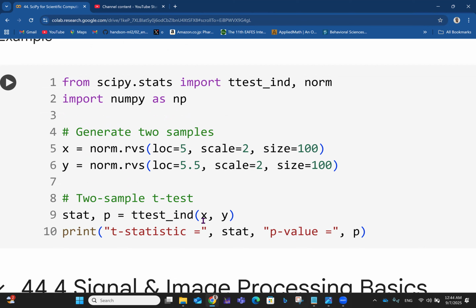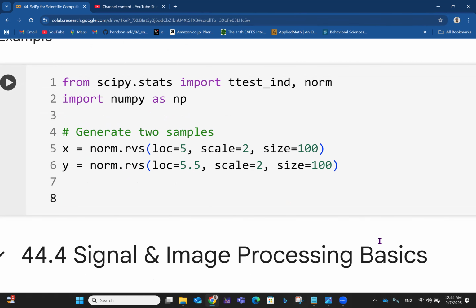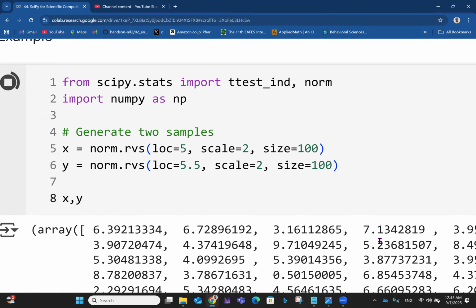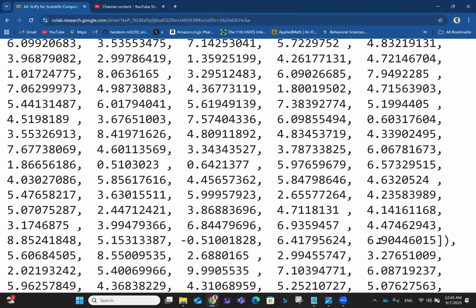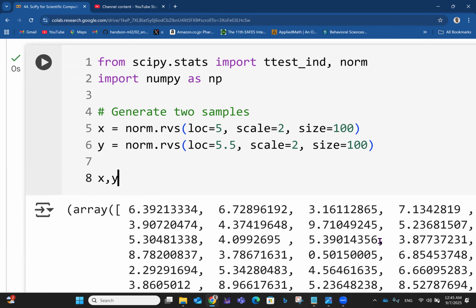We can visualize this too if you want, by the way. So we have two-sample t-tests, right? Okay, let me cut this out. First of all, let's just try to visualize these two. So I just say x comma y, and I run this, and then you see we have the two. It's 100 each, right? Or maybe we can see them one after the other.